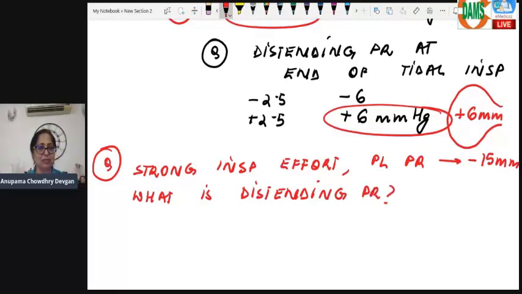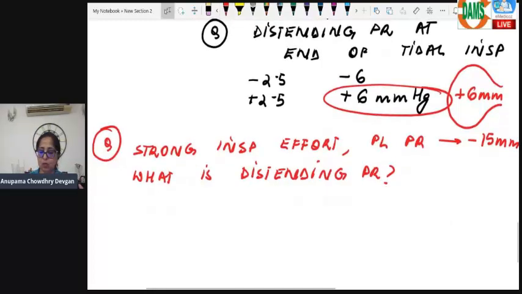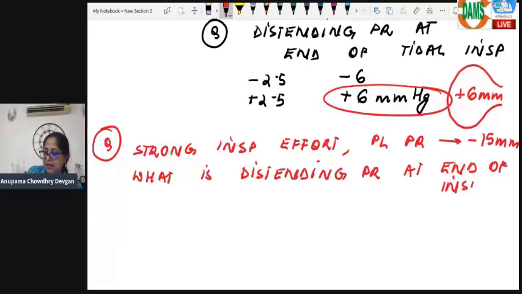I use my accessory muscles of inspiration. Pleural pressure is minus 15. What is going to be the distending pressure? Distending pressure will be 0 minus minus 15. At the end of inspiration, this is going to be plus 15 millimeters of mercury.